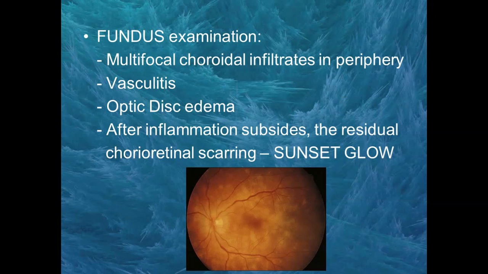Fundus examination shows multifocal choroidal infiltrates in the periphery. There will be some amount of vasculitis also, which is inflammation of the vessels of the retina. Optic disc edema is also seen. You are not able to make out the optic disc margins here. And once the inflammation subsides, the residual chorioretinal scarring gives it a sunset glow appearance. So this sunset glow fundus is something that you see in sympathetic ophthalmitis in the advanced stages.